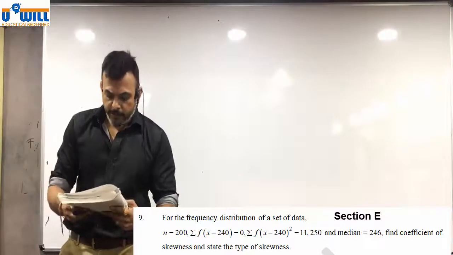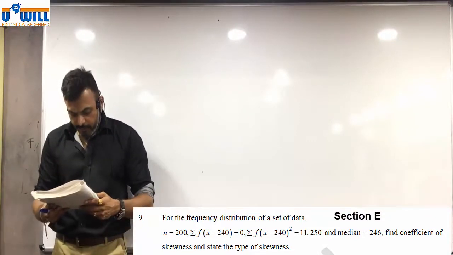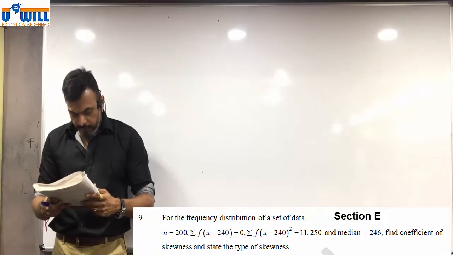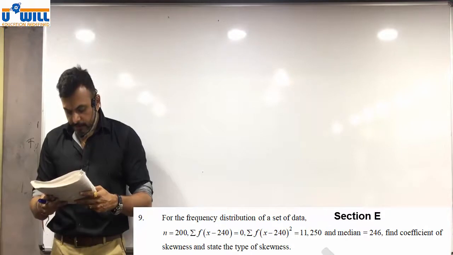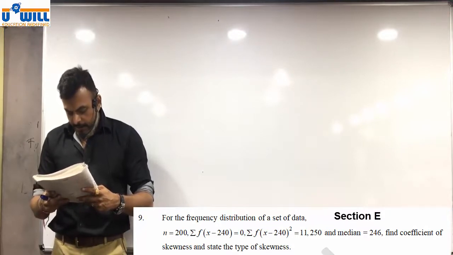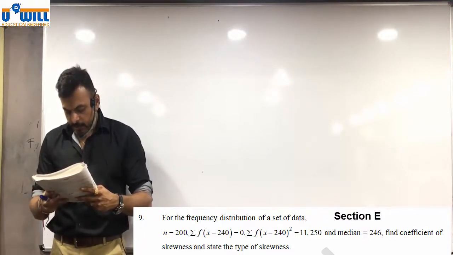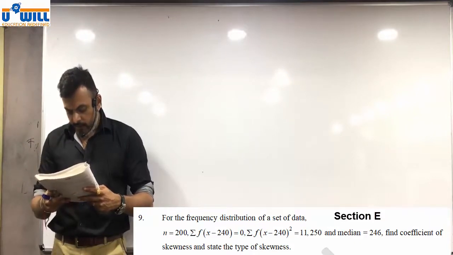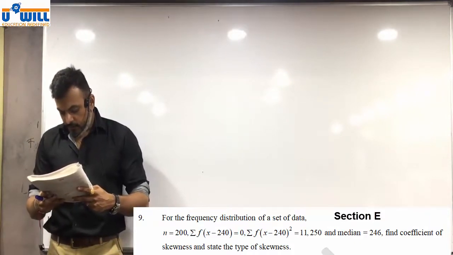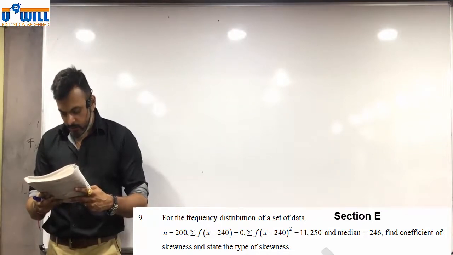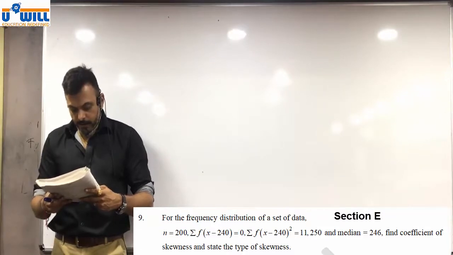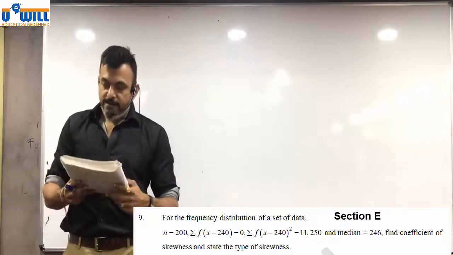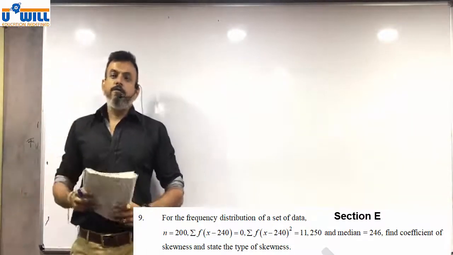Question number 9 is a tricky one. For the frequency distribution of a set of data, n is equal to 200, sigma f x minus 240 is equal to 0 and sigma f x minus 240 the whole square is equal to 11,250 and median is equal to 246. Find the coefficient of skewness and state the type of skewness.